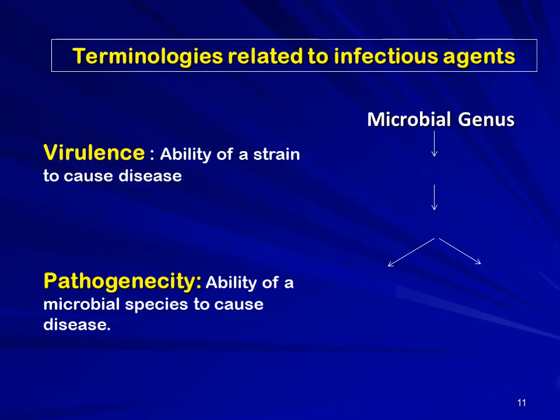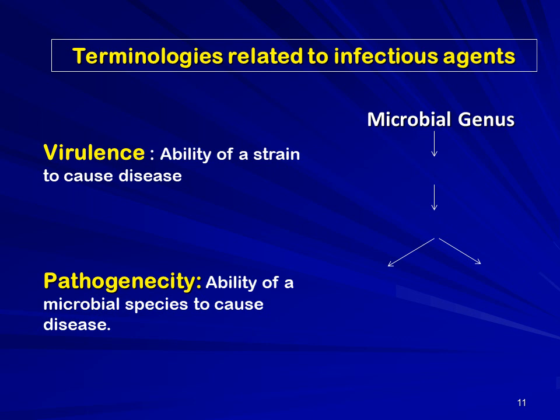And the terminologies commonly used in relation to infectious agents are virulence and pathogenicity. So before talking about virulence and pathogenicity, let us have the taxonomical view of these infectious agents. Usually with the microbial agents, I am not going to the kingdom or family level. Usually we talk about the genus level.